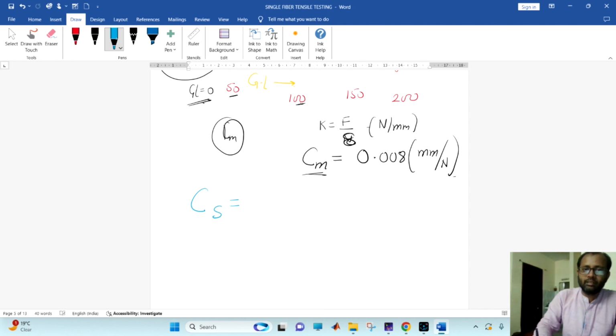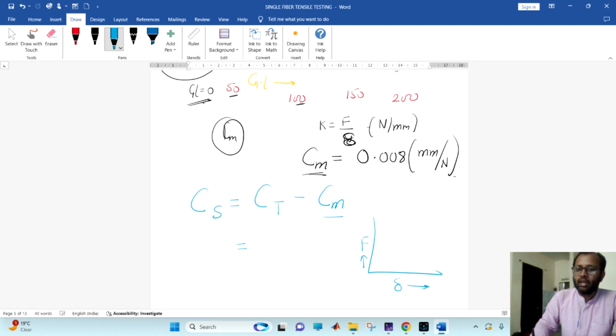Compliance of the specimen is equal to total compliance minus the compliance of the machine. Total compliance we are getting directly from the force versus displacement curve, from the testing of the specimen, and Cm we have calculated from here. That's the compliance of the machine. Now we have the compliance of the specimen.